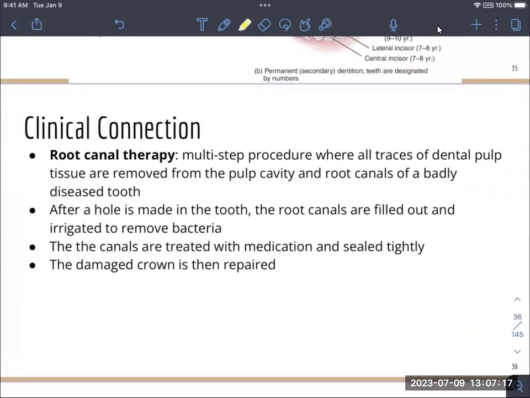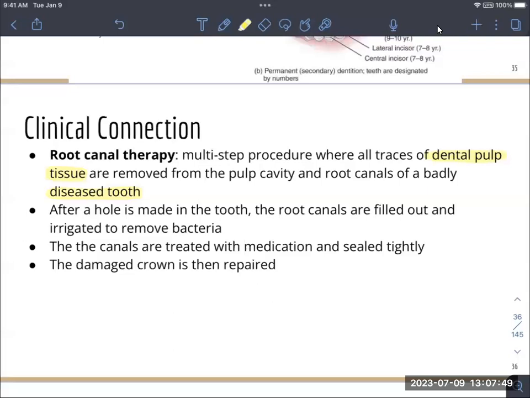A root canal is where they actually take that dental pulp tissue and all of that is removed, and it's taken out of that pulp cavity of diseased teeth. So they make a hole in the top of the tooth and they're going to remove that dental pulp tissue out.